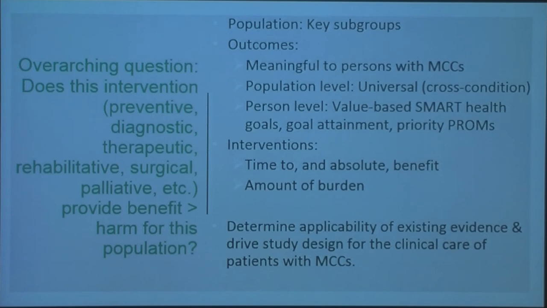So again, I'll leave you with our overarching question. We want to make sure we have the key subgroups, and the outcomes that are meaningful to individuals. At the population level, I would suppose it was something like universal or cross-condition outcomes. At the personal level, it can be SMART health goals, goal attainment, or priority patient-reported outcomes. For the interventions, we need to address burden as well as time to an absolute amount of benefit. And I would say we need to use this when determining the applicability of existing evidence, driving study design, or in clinical decision making.